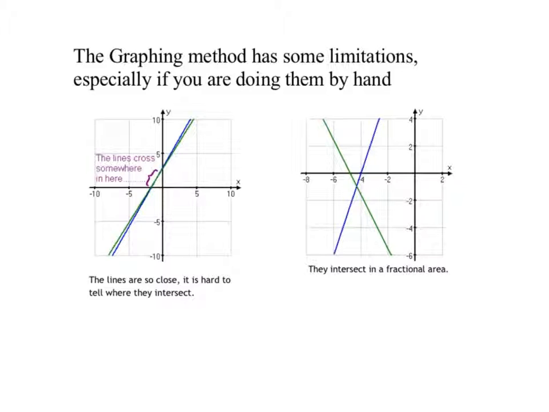As we've noted before, the graphing method has some limitations, especially if you're trying to do them by hand. You can see here that you have two lines that intersect, but looking at the graph, there's no way to really tell where, because it's very difficult to change the scale of this to see. And then another one is they don't intersect on a corner, so they're in a fraction, so all you'd be doing is guessing. So we're going to use an algebraic method to figure out then where exactly they do intersect.